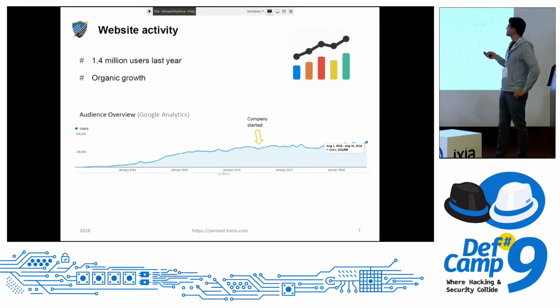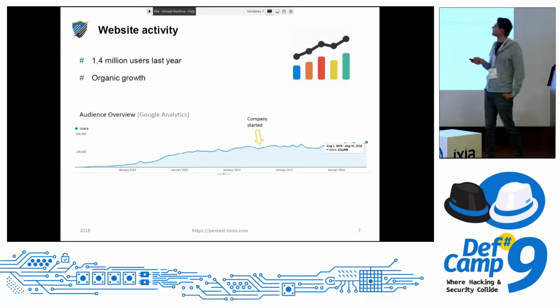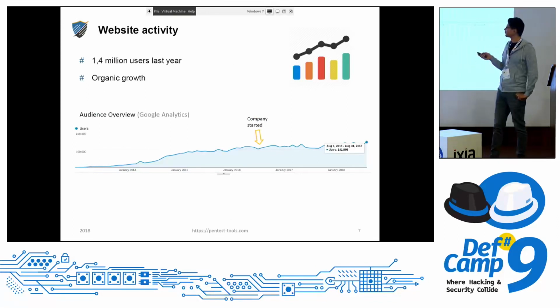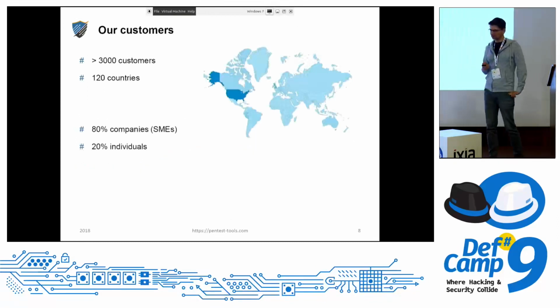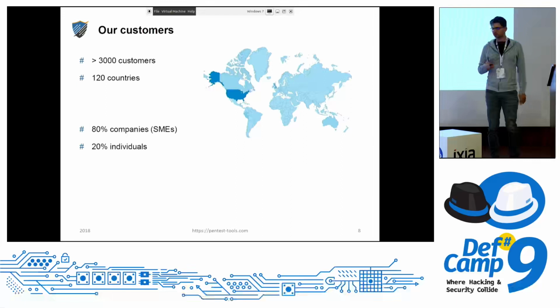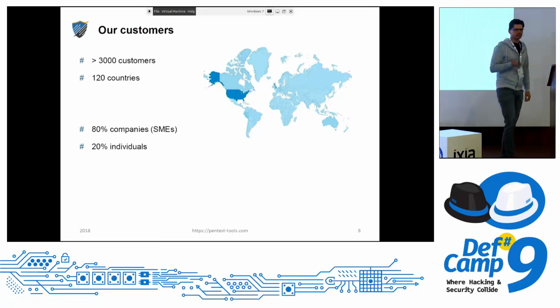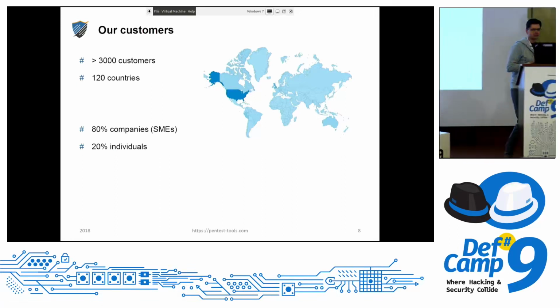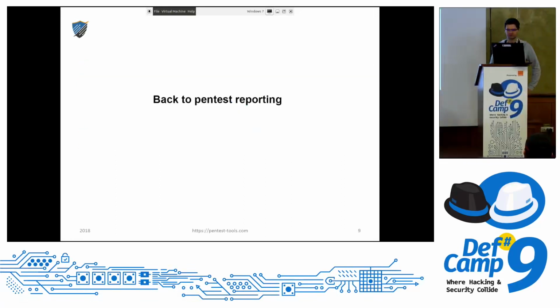Here is a little bit of historic data. For the last year, we had more than 1 million users. This is according to Google Analytics. We have pretty many customers, we say, from all over the globe. Not quite Romania. And 80% of them are companies and the others are individuals.